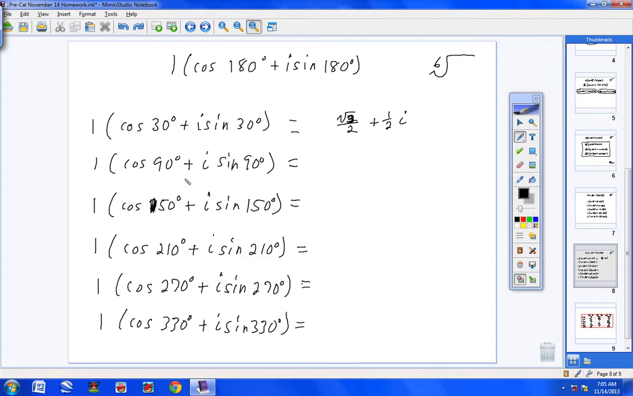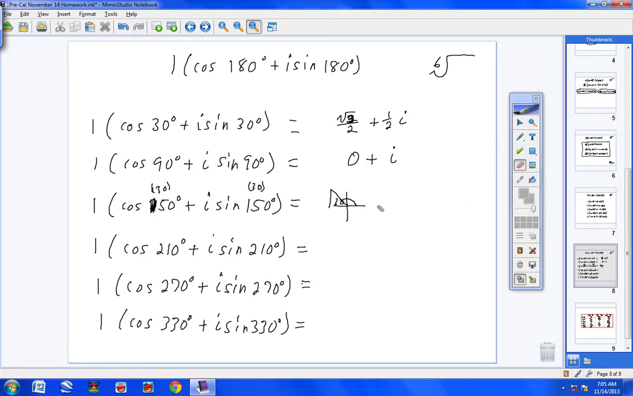Now 90, using your calculator, because 90 is not on your table, the cosine of 90 gives you 0, and the sine of 90 gives you 1. So I would have 0 plus 1i, or just i. Now the cosine of 150, students, that means I rotate 150 and I'm left with 30 degrees right here. So I'm really finding the cosine of 30 degrees and the sine of 30 degrees, as long as you remember that you're in this quadrant here. Okay, so please don't forget that.